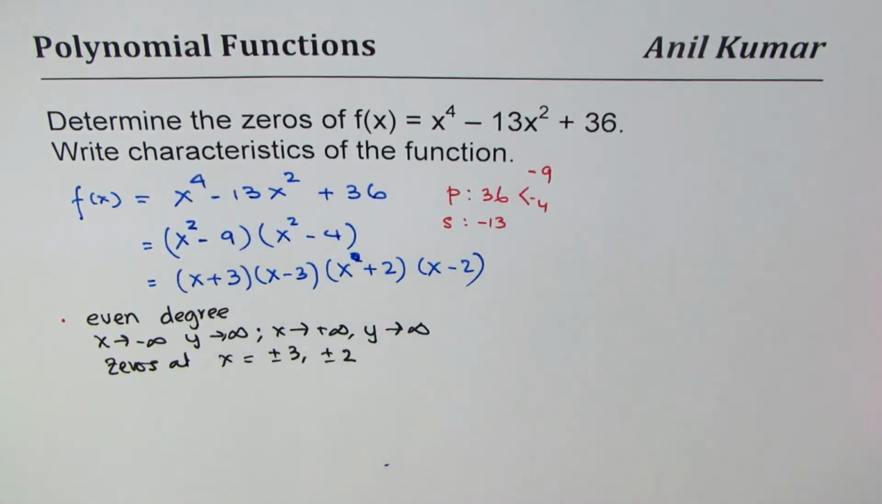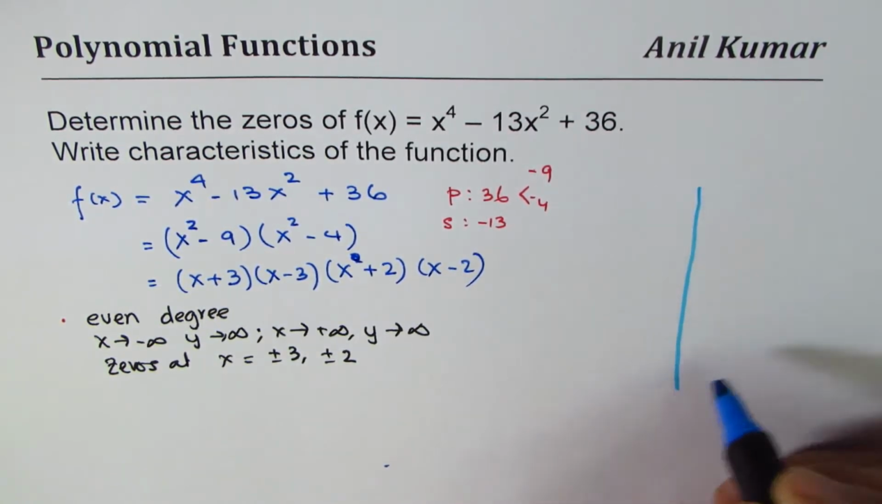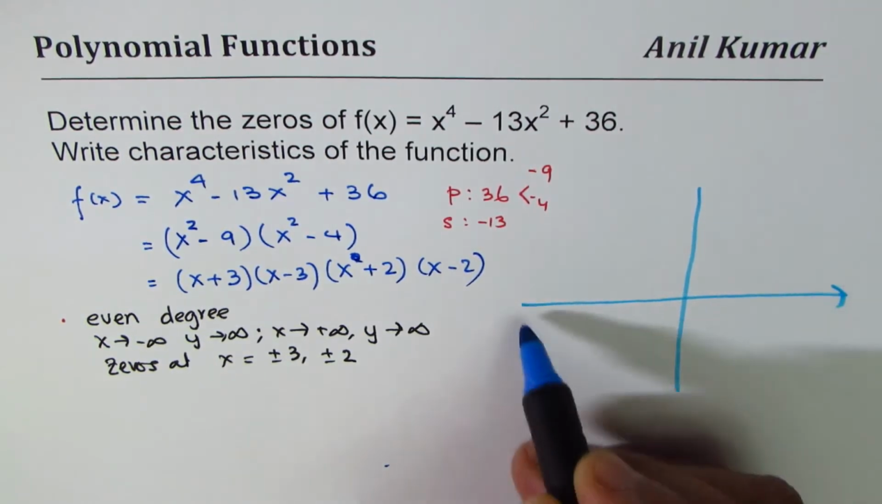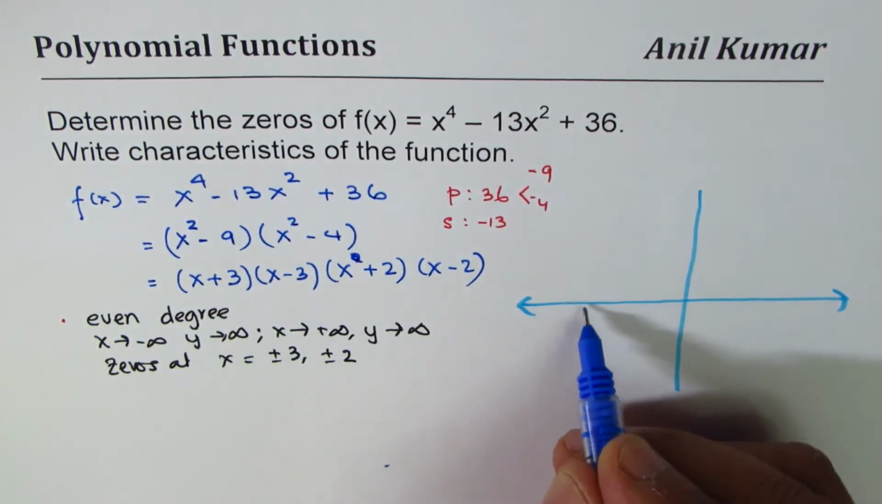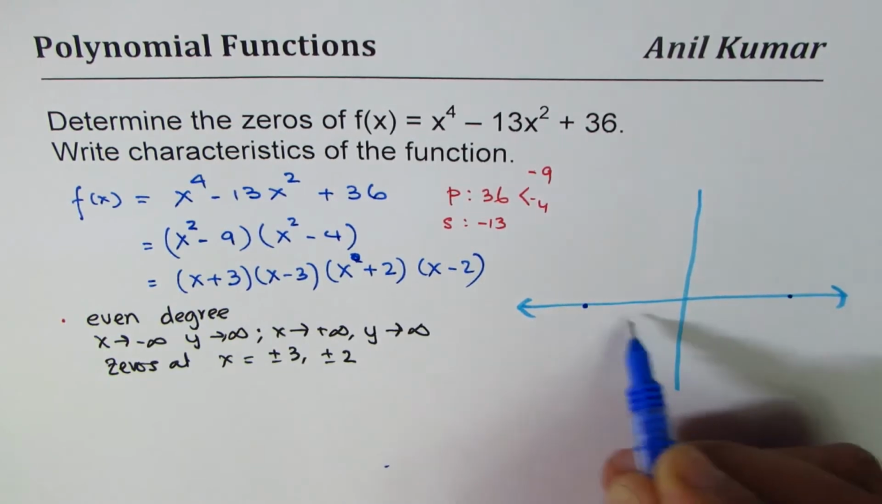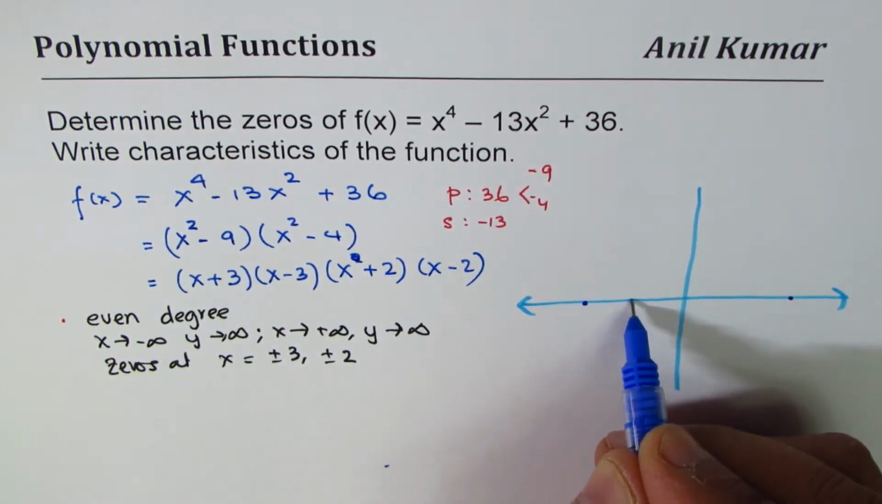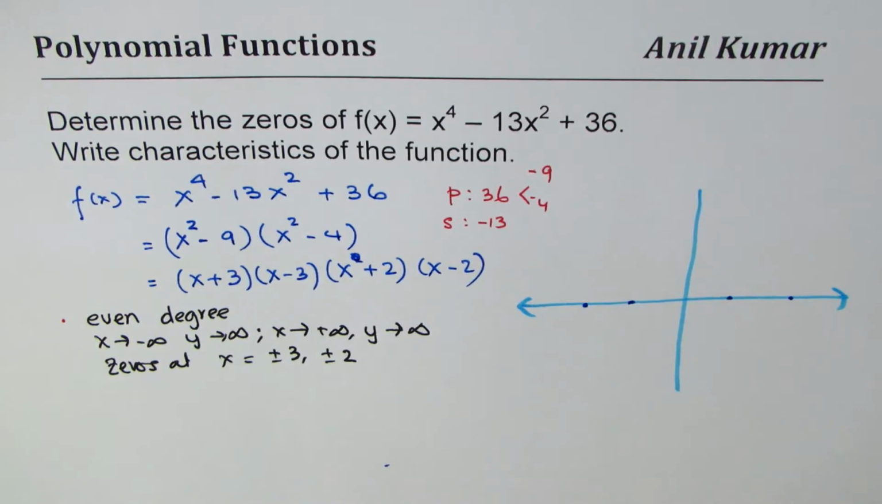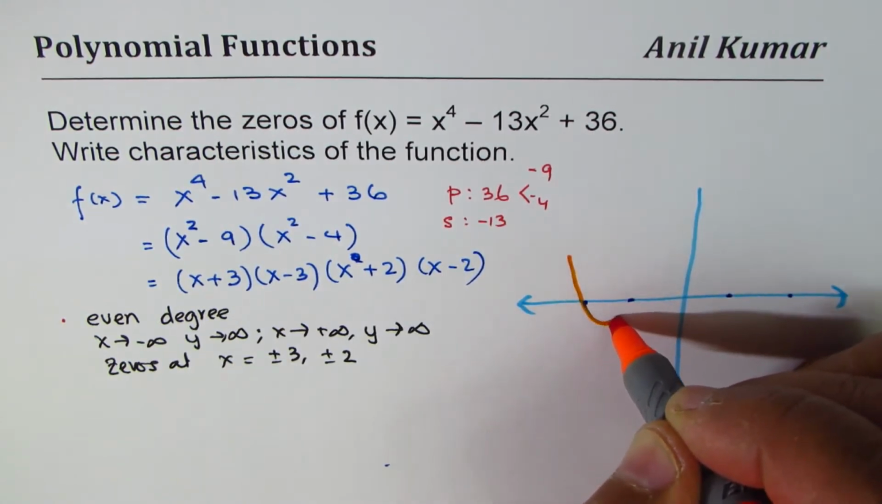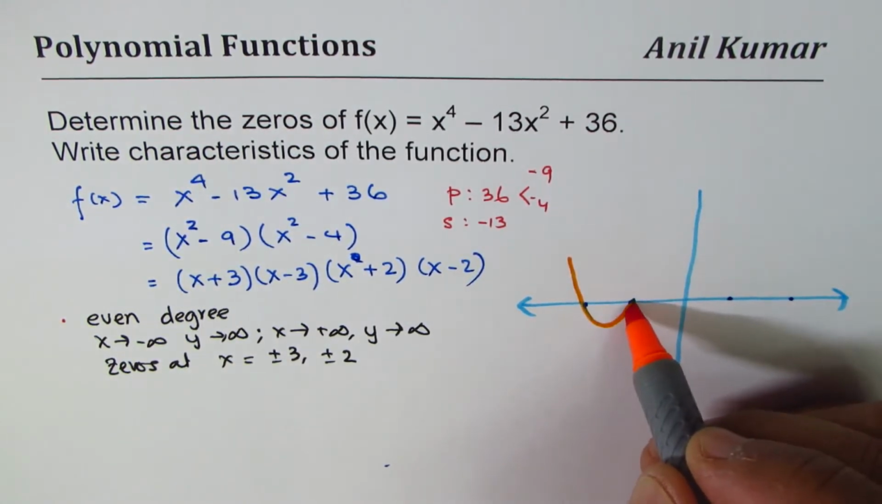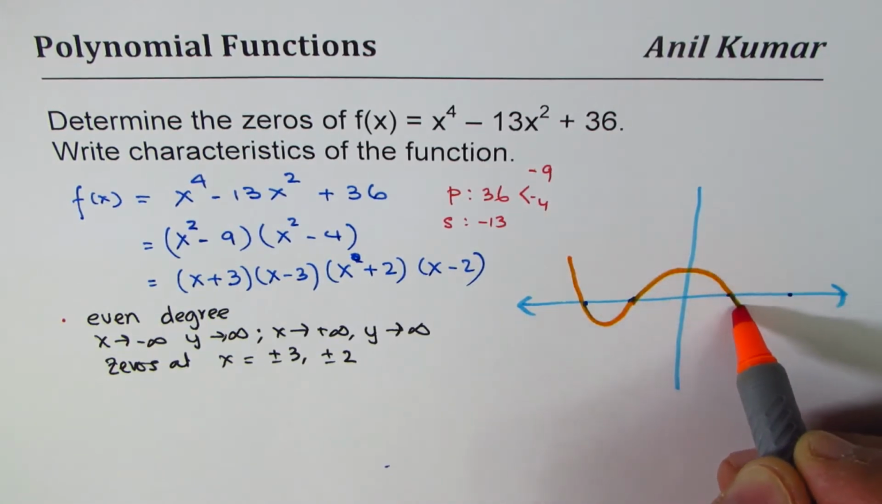And let's sketch this with these characteristics, and then we can write more characteristics. Is it okay? Right. We'll write domain and range. Range may be slightly difficult, but domain is kind of simpler. We have zeros at plus minus 3 and at plus minus 2, okay? And all zeros are linear, and therefore we can graph this like this.